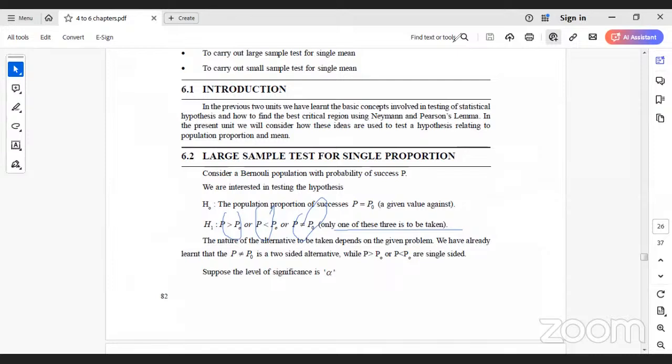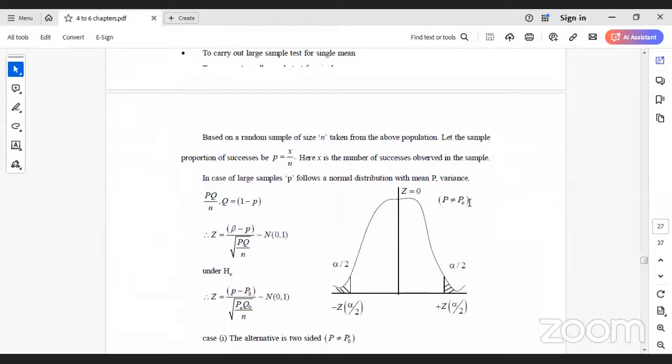Suppose the level of significance is alpha. Based on a random sample of size n taken from the above population, let the sample proportion of success be p equal to x by n. Here x is the number of successes observed in the sample. So in the case of large samples, we follow the normal distribution. In the 2nd or 3rd semester you learned the normal distribution. Am I correct? So the variance we have to take here is PQ by n, where Q is equal to 1 minus P.